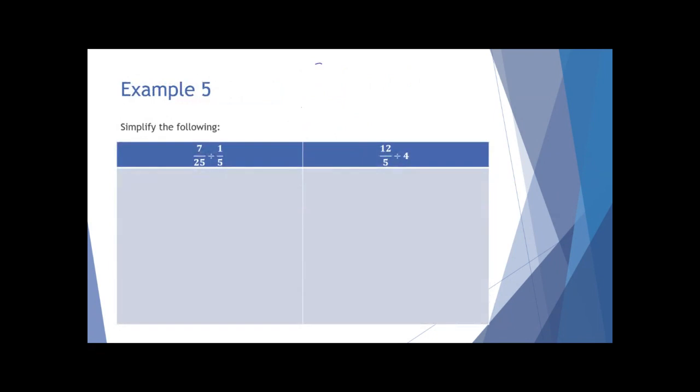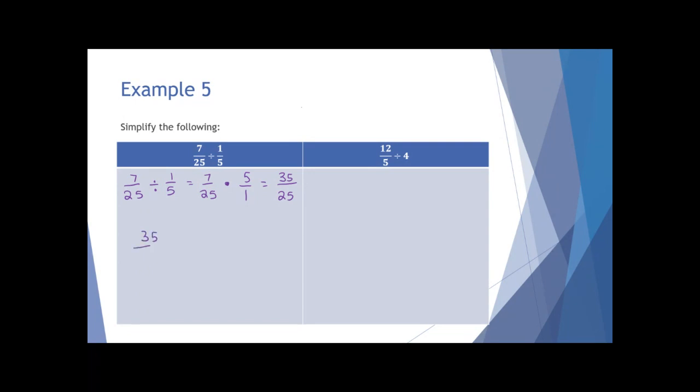So let's take a look at this example 5 here. The first one here, I have 7 over 25 divided by 1 over 5. So that is a division problem, but we can turn it into multiplication by taking what's after the division symbol and flipping it. So that'd be 7 over 25, and when you do this, you turn it into multiplication, and then you have 5 over 1. So then you would multiply those. 7 times 5 is 35, and 25 times 1 is 25.